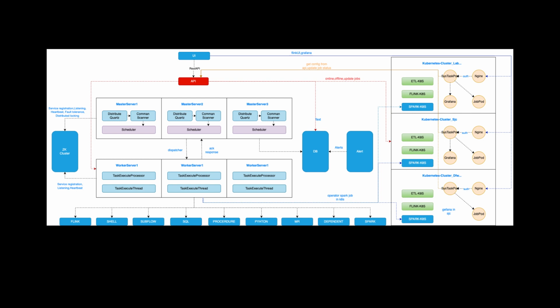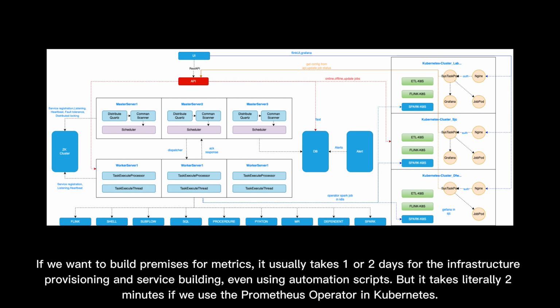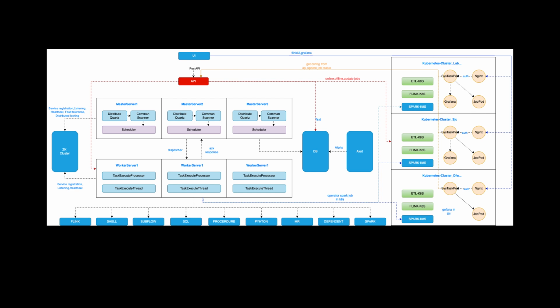If we want to build Prometheus for metrics, it usually takes 1 or 2 days for the infrastructure provisioning and service building, even using automation scripts. But it takes literally 2 minutes if we use the Prometheus operator in Kubernetes.